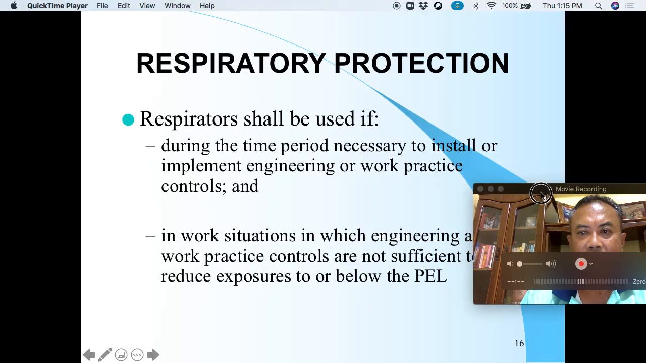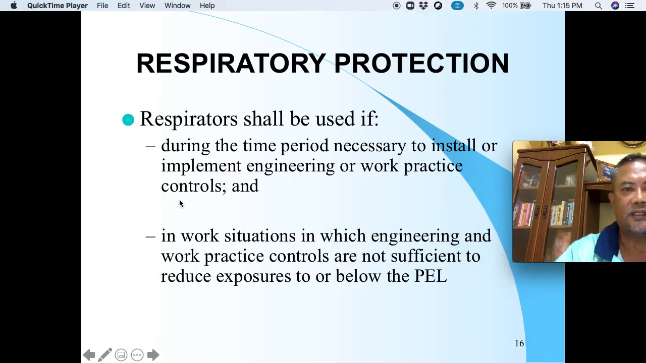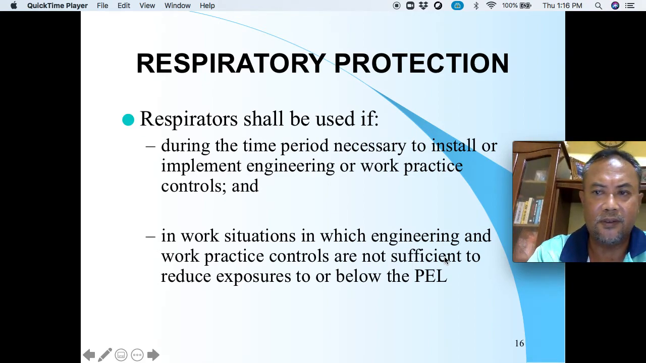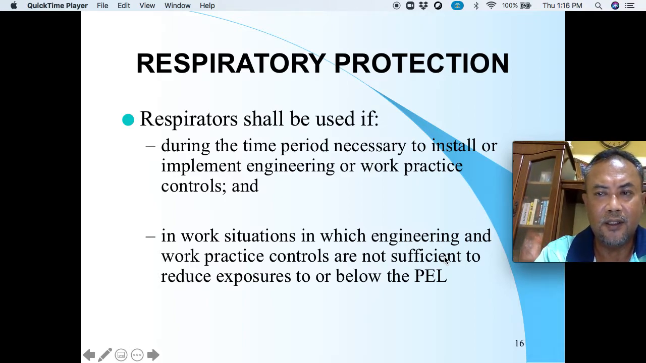And then respiratory protection is stipulated so that respirators shall be used during the time period necessary to install or implement engineering or work practice control. So if they haven't installed the exhaust ventilation, they have to wear the PPE respirators. So in work situations in which engineering and work practice control are not sufficient to reduce exposure to or below the PEL, they have to use respirators. If they are unable to do engineering work or administrative control work schedules, they have to use respirators.